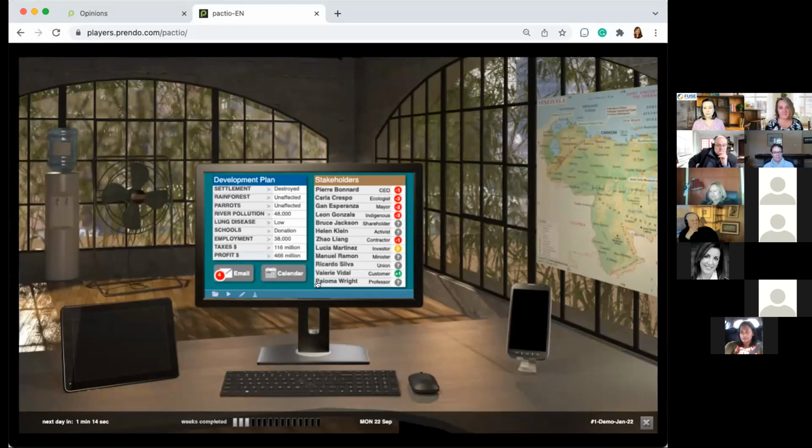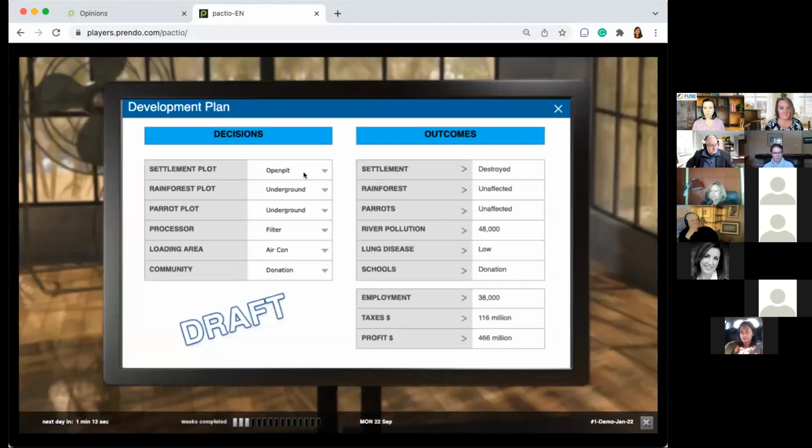The desktop here has a few different things. We have our development plan. So when we make changes here on the left in our decisions, it affects the outcome on the right. So for example, right now our profit is 466 million. We're trying to find a delicate balance of reaching revenue goals, which are established at the beginning of the workshop, and also keeping the most important stakeholders happy with what they care about.